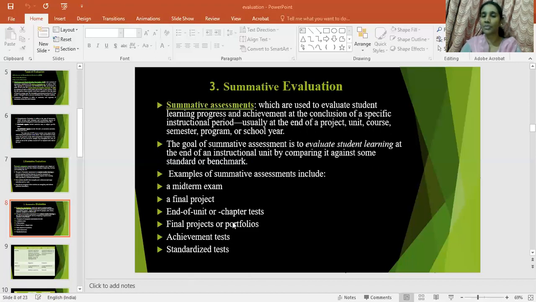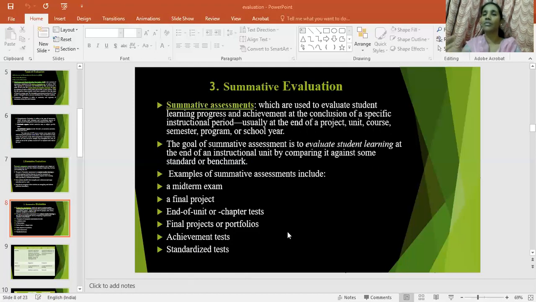End of unit or chapter test, as I have told you. And achievement test and the standardized test, means teachers conduct some achievement tests and some standardized tests. So on the basis of that also we are going to evaluate the students. So that is what the summative evaluation means.